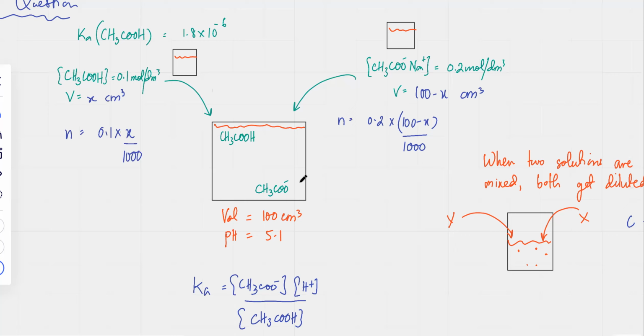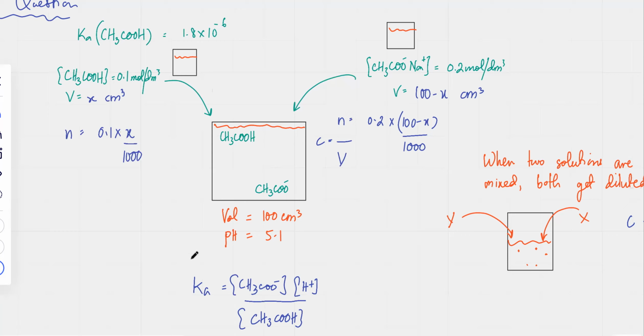What's the formula of concentration? Concentration is moles divided by volume. That is what concentration is. So I'm just going to write it over here. Concentration is going to be moles divided by the volume. We already have the moles.